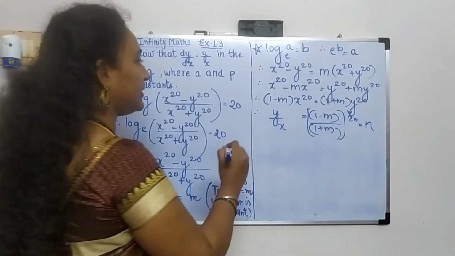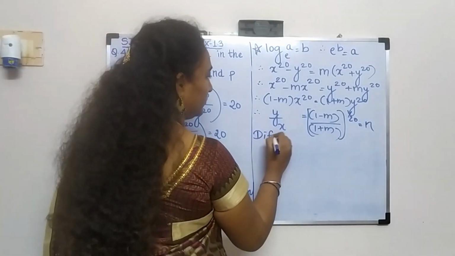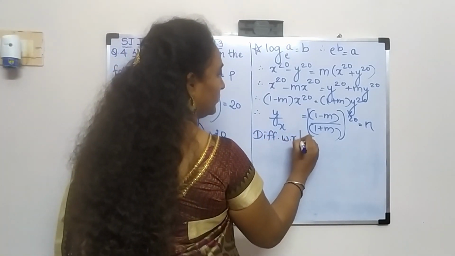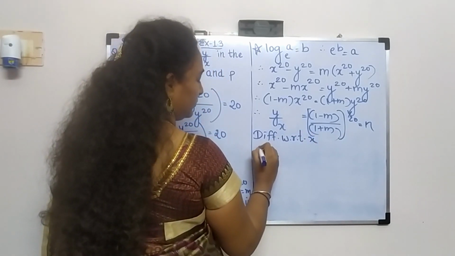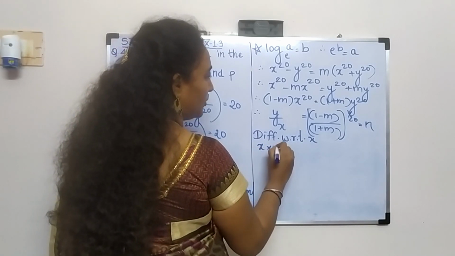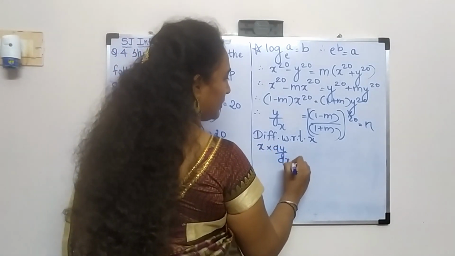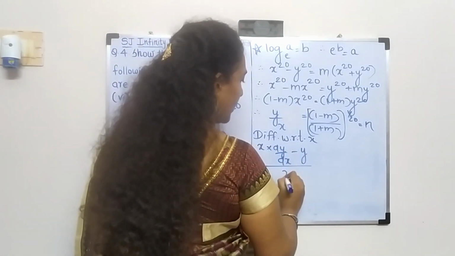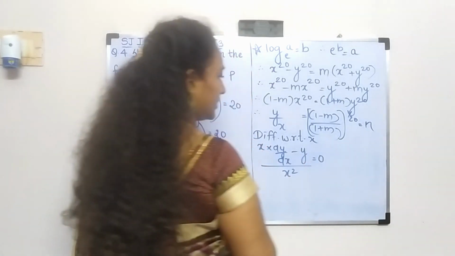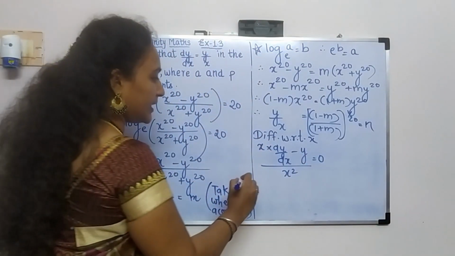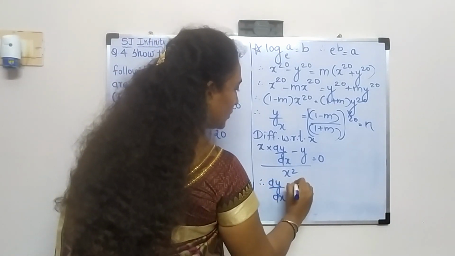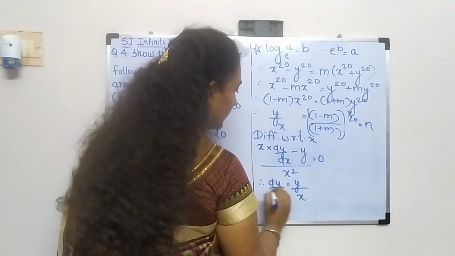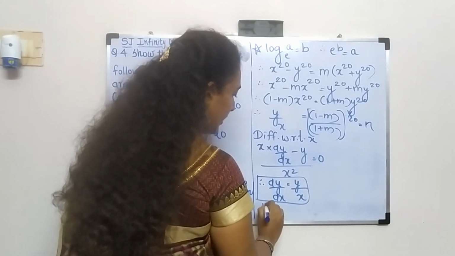Now we can differentiate this with respect to x. So x into dy by dx minus y upon x square is equal to 0. Once you simplify this, you will get dy by dx is equal to y upon x. Okay, hence showed.